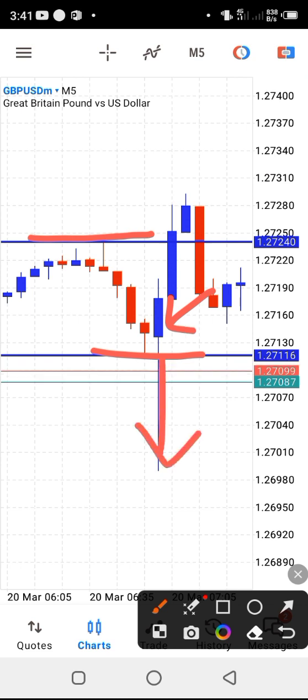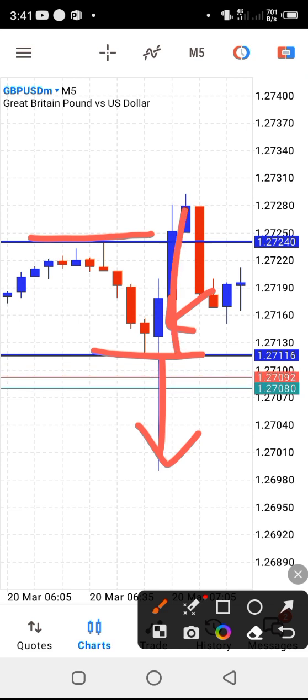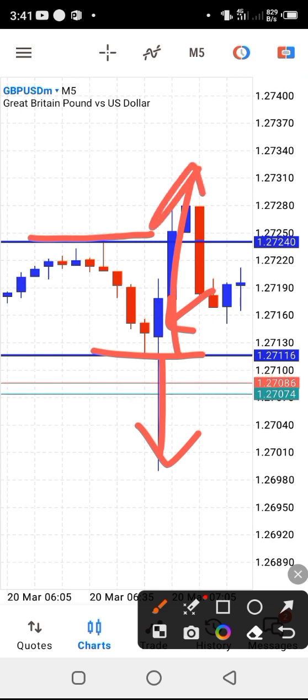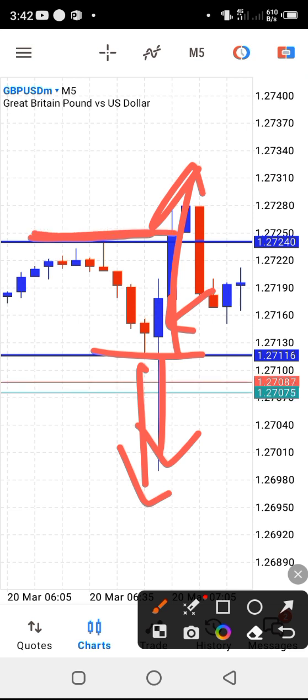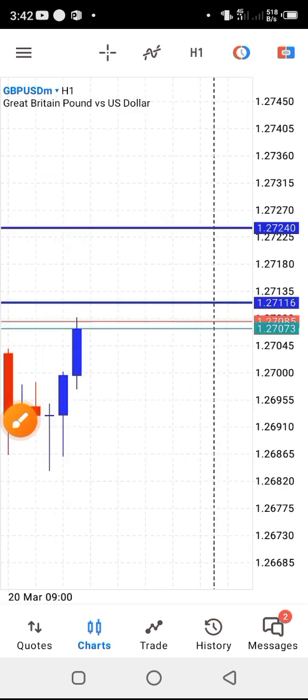Okay, so it's moved down, and you would have made some profits from that, but later it moved up, and if you were still holding this trade, it could have stopped you out, but it moved down up to this point. Okay, so this way you would have placed your stop loss, so you might have been tapped out if you did not take your profits earlier. Okay, so let me go back to the 1 hour time frame.